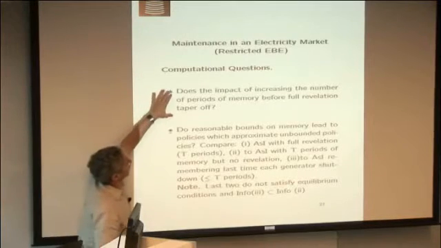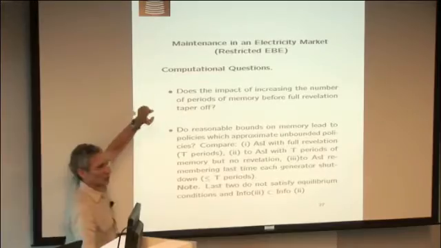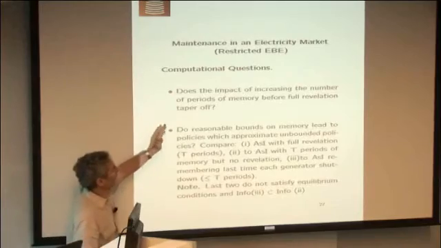Does the impact of increasing the number of periods of memory before full revelation taper off? This is your question. So I'm going to do it for 4, 5, 6 periods of memory, and let's see if 6 is with 5, for a full equilibrium, yes. Then do reasonable bounds, so these are full equilibria.